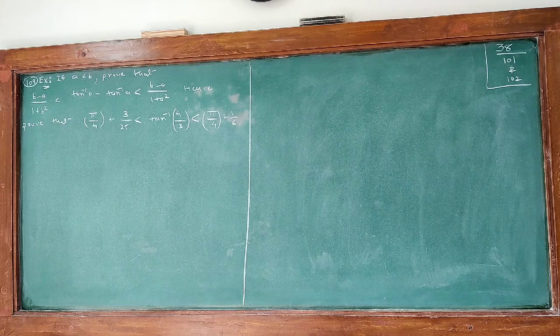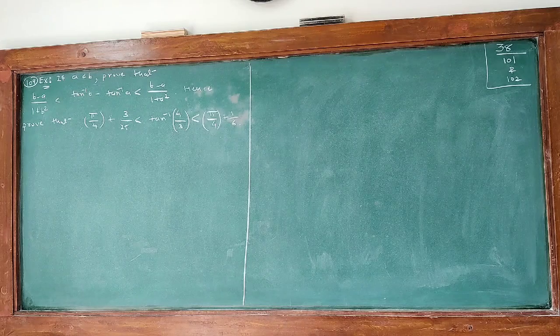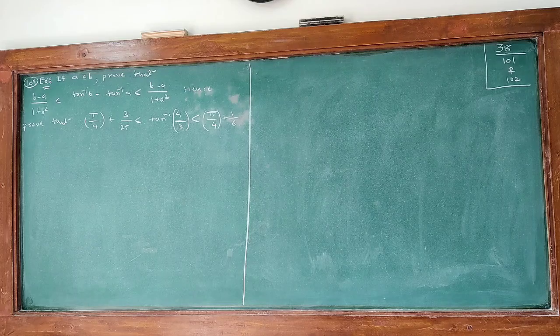So let's start to prove it. Obviously by the statement it is clear that we have to take function f(x) as tan inverse x, and the interval is the closed interval a to b.